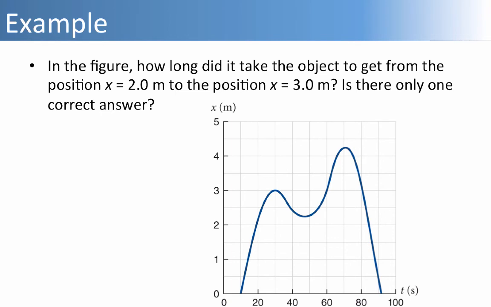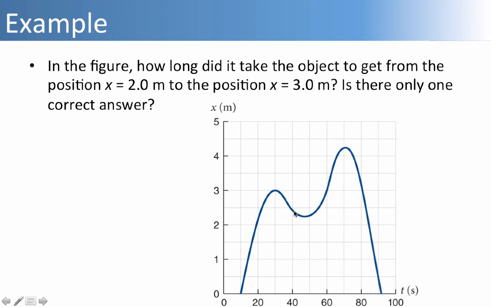Here's an example of position and reading these graphs. In this figure, the question is, how long did it take this object to get from x equals 2 meters to x equals 3 meters? So let's answer that question before answering the second question. At x equals 2 meters, it's at approximately 20 seconds. Let's say 20 seconds, right here. Now, as time goes, this position changes, and it looks as though at 30 seconds, the object is at 3 meters. Okay, so one answer is 20 seconds to 30 seconds, which is 10 seconds.